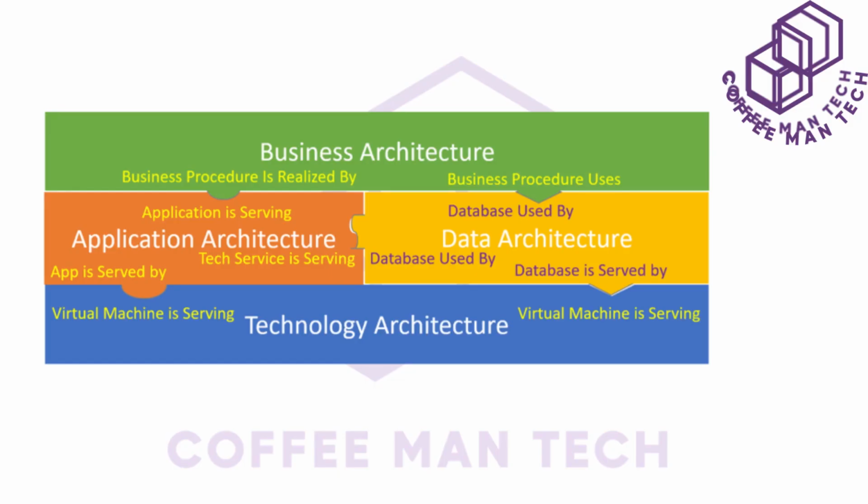To wrap up, the Metamodel is connecting the architecture domains together, the business architecture, application architecture, data architecture, and technology architecture together to make this beautiful picture that's called enterprise architecture.